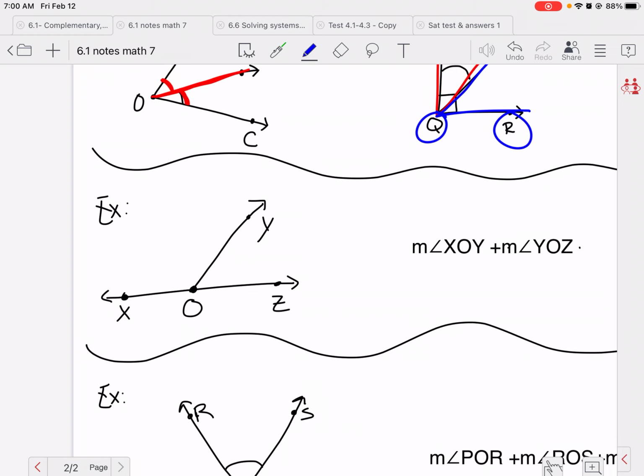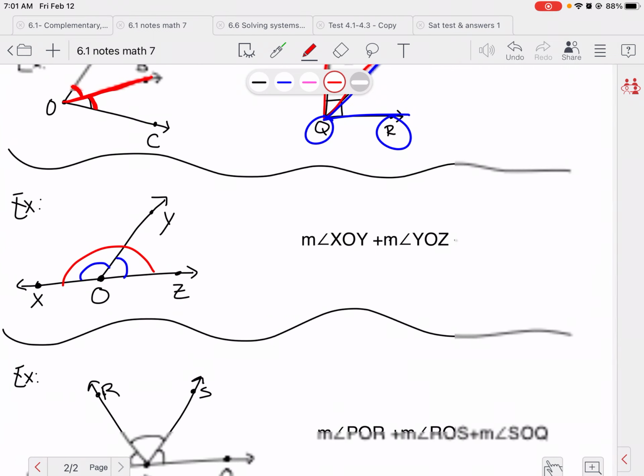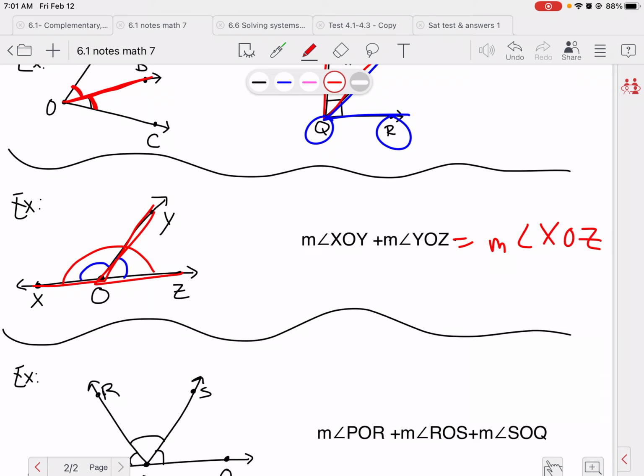Just know that when they are adjacent to each other, we can add these two angles together to find the total angle. So those two blue angles will equal the total red angle. So in this case, XOY and YOZ equal the measure of angle XOZ. So this red one is the XOZ there.